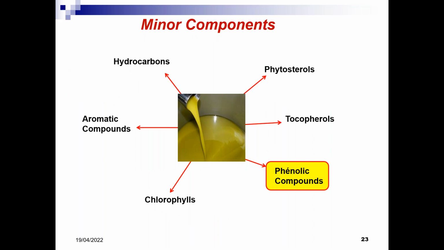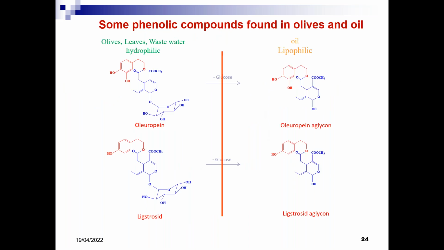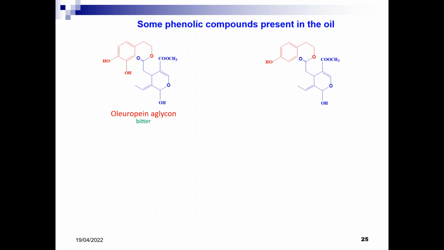Phenolic compounds such as oleuropein are very interesting compounds, which during extraction hydrolyze into oleuropein aglycone, and ligstroside, which gives ligstroside aglycone. These compounds have tastes: oleuropein aglycone has a bitter taste, and ligstroside aglycone gives an astringent taste. And oleocanthal, this compound is very interesting, especially for Alzheimer's disease. It is contained in the olive oil. It has a pungent taste.